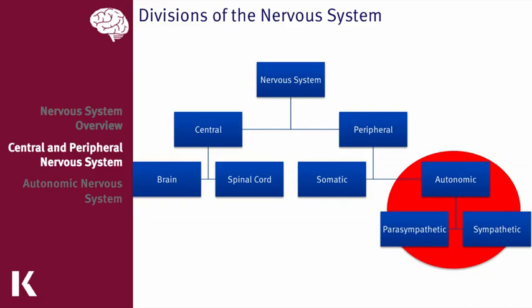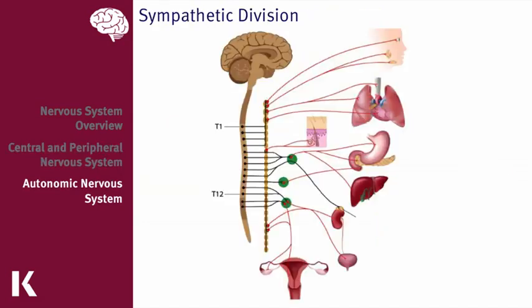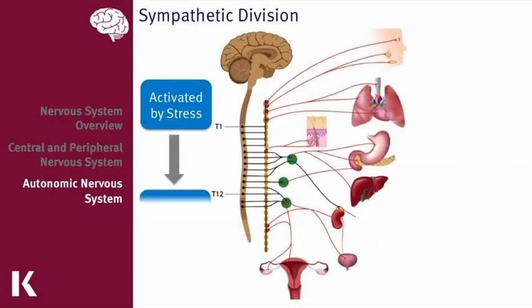And then the autonomic system is further divided into the parasympathetic and sympathetic divisions. The sympathetic division controls all of the behaviors that we associate with stress. For example, if we are hiking down a nice little trail and we see a bear, we're going to jump into that fight or flight reaction where we're going to either fight the bear and we're going to survive, or we're going to fly, we're going to run away.